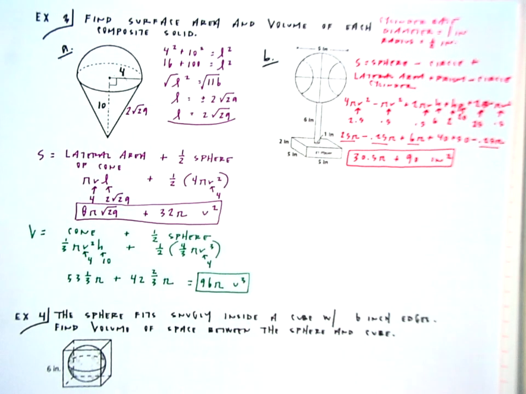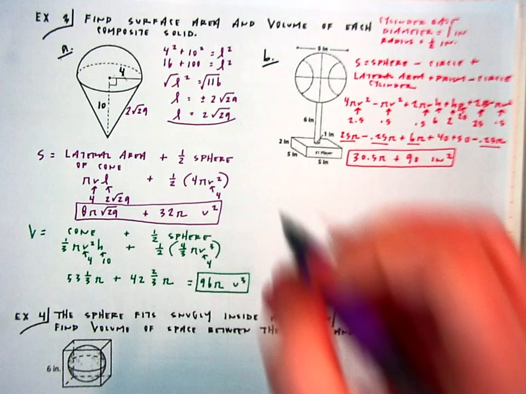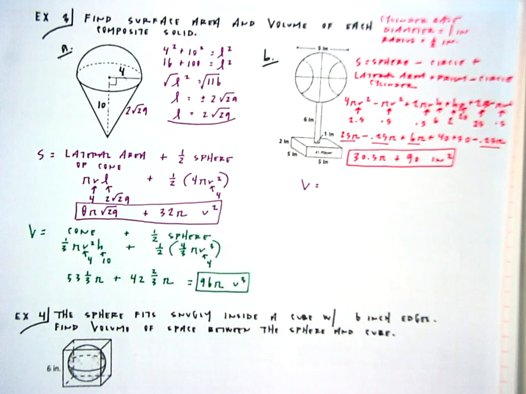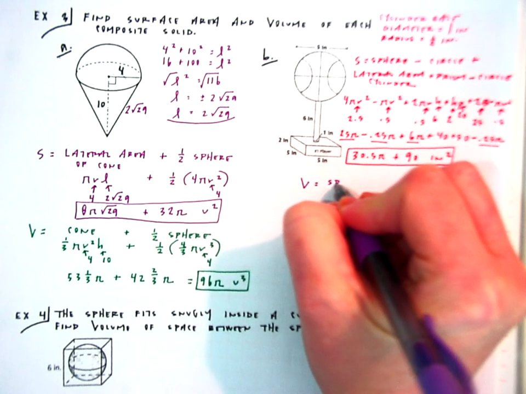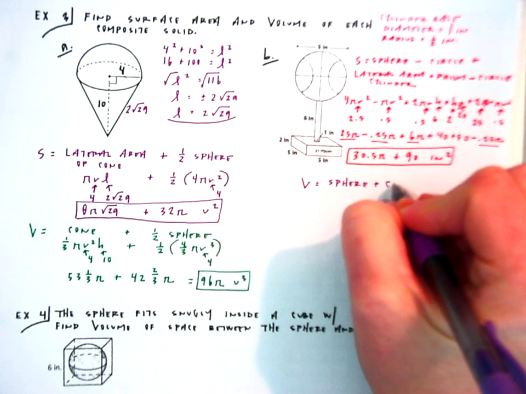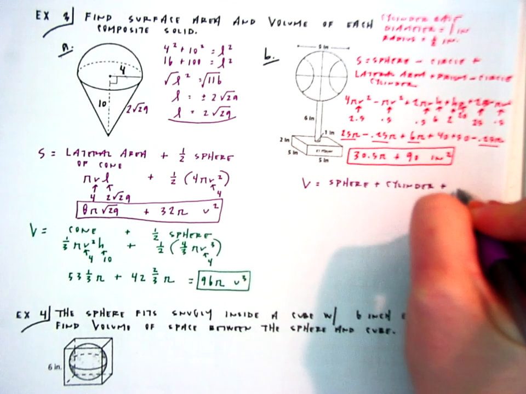All right, we got to the surface area. That was a challenging one for sure. Okay, volume is always easier. So volume, I just have to take my sphere, add it to my cylinder, add it to my prism. So sphere plus the cylinder plus the prism.